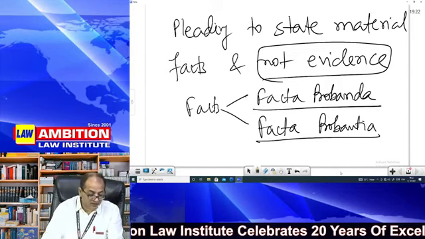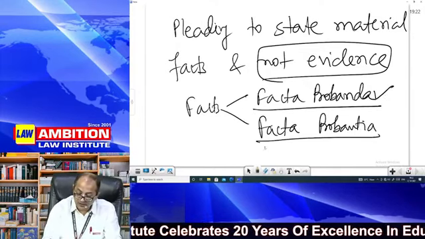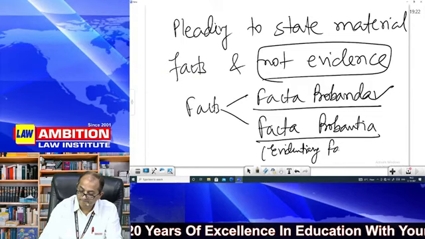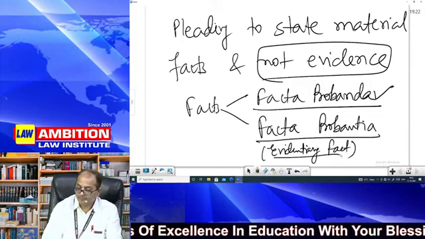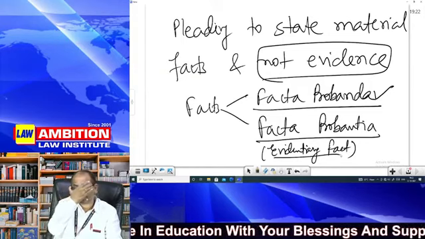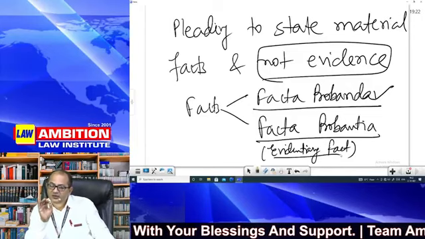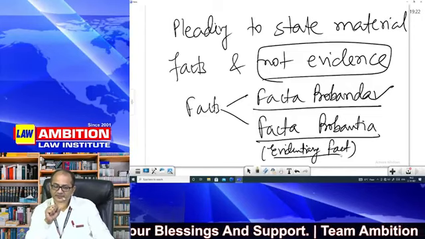Facta probanda is to be brought in the plaint. Facta probantia is evidentiary fact. Now this evidentiary fact should not be brought in the plaint. Now let me tell you, you should write only that much which is required.